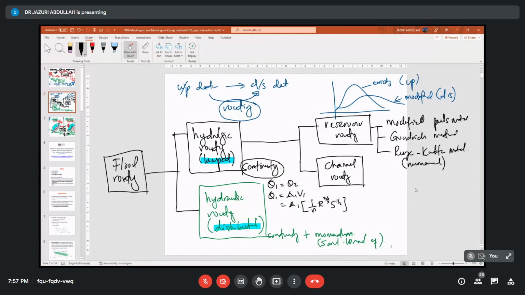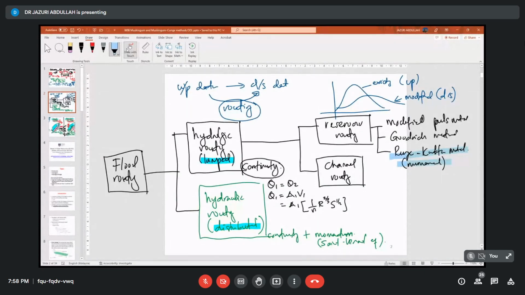Selalunya macam Runge-Kutta ni, you have the algorithm where you can use either C++, you can use the R software, you can use MATLAB, you can use Fortran. So this is the method that you can use. The software that you can use to do the Runge-Kutta method.